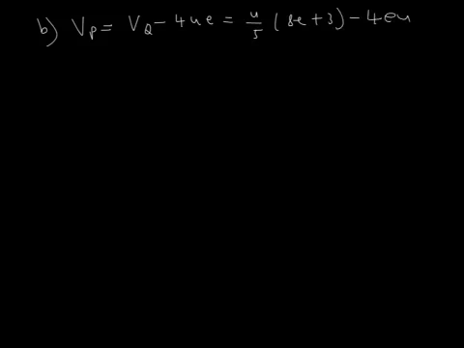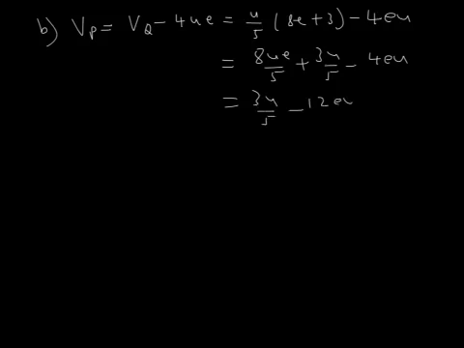Now we're going to need vp in a minute, so we know from part A that vp is vq minus 4ue, and we know that vq is u over 5, 8e plus 3. So that works out to be 8ue over 5 plus 3u over 5 minus 4eu, which is 3u over 5 minus 12eu over 5, which works out to be u over 5, 3 minus 12e. So we'll use that in a minute.